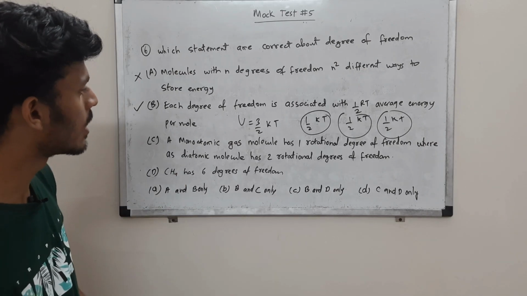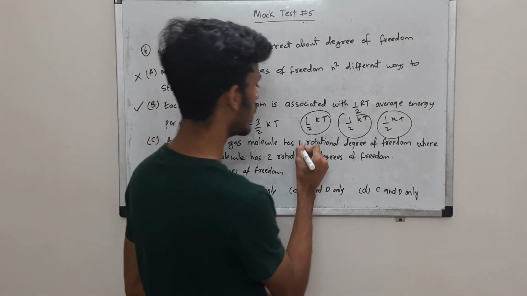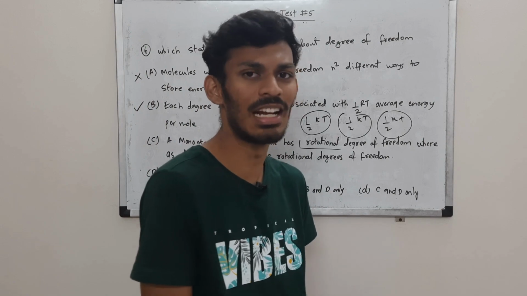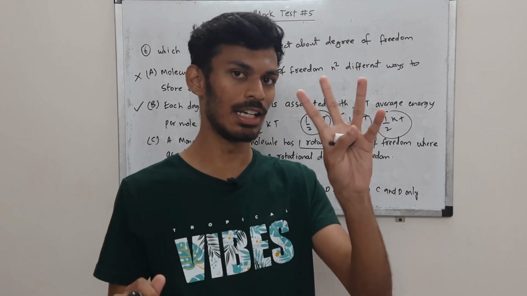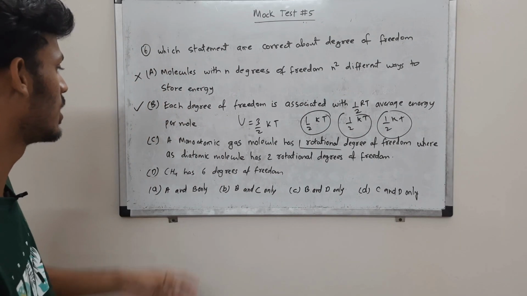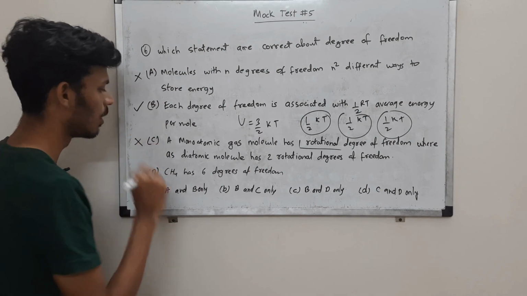A monoatomic gas molecule has one rotational degree. No, this is wrong, right? It does not have any rotational degrees of freedom. Monoatomic gas has only translational x, y, z, 3 degrees of freedom. It's correct about the diatomic molecule, but monoatomic does not have any rotational one.